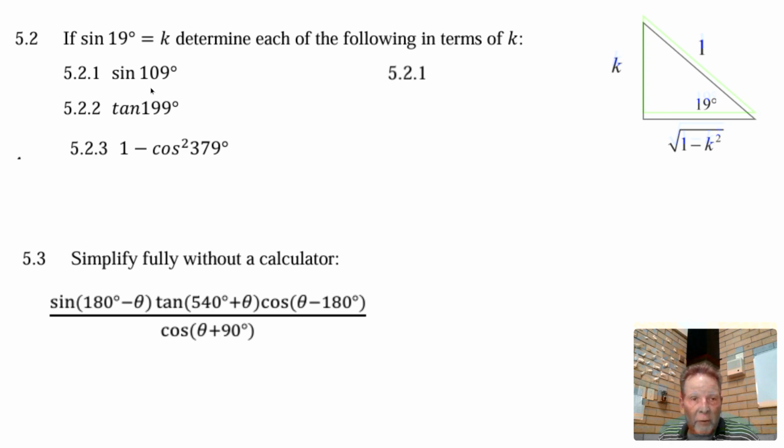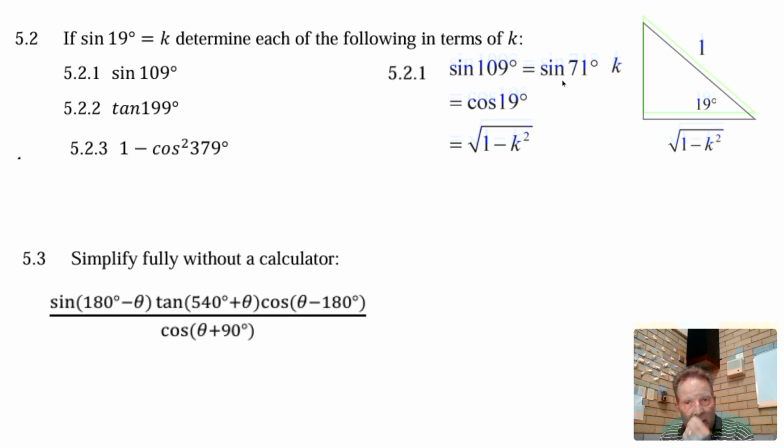Let's try this one, the sine of 109 degrees. Well, that's really the sine of 71 degrees. Right up here, we could see that, because if that's 19, that's got to be 71. But the sine of 71 is exactly the same as the cosine of 19 degrees, which is adjacent over hypotenuse. So it's just root 1 minus k squared. That's it.